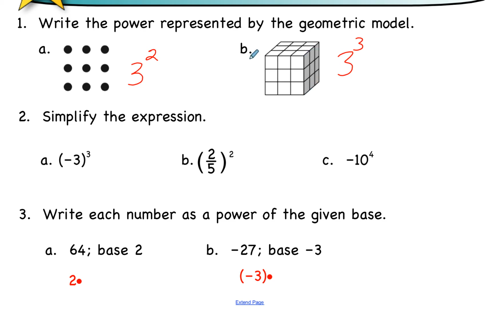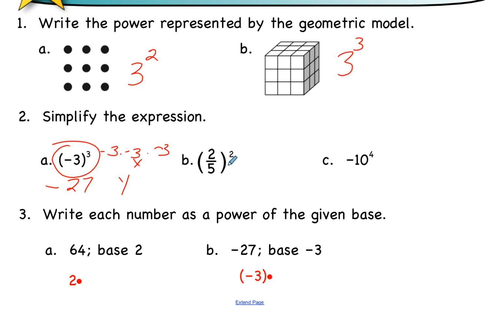If we want to simplify this expression, this means negative 3 times negative 3 times negative 3. Okay, since this is odd, my answer will be negative. Okay, it's negative 3 times negative 3 times negative 3, right? So 3 times 3 is 9, and 9 times 3 is 27. And you may be able to do that on your calculator as well. If you have a y to the x button, I can show you how to do that on your calculator in class.